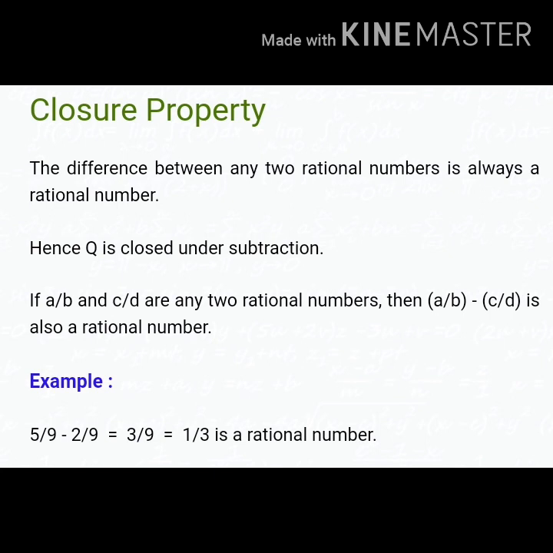Now let's understand this concept with the help of an example. The values that are given over here are 5 over 9 and 2 over 9. When we subtract these two values, the denominator will be 9 because the denominators of both values are the same, and after that we will subtract 2 from 5 and the answer will be 3. After changing that value into standard form, we will get 1 over 3, and 1 over 3 is a rational number.